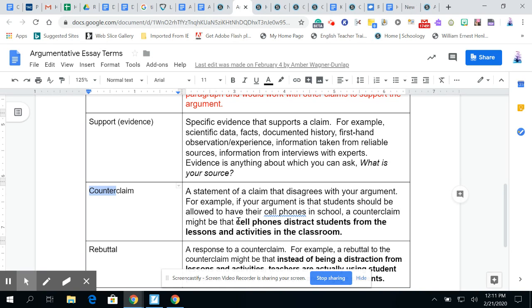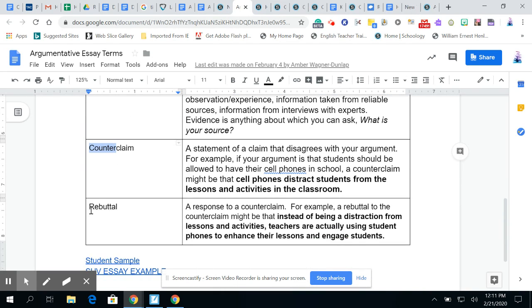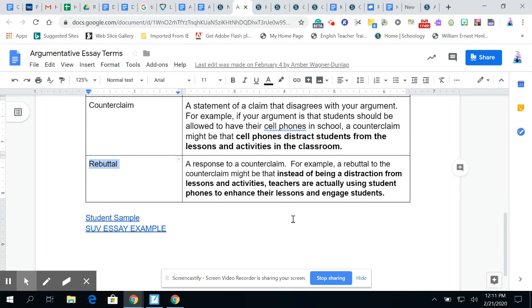So I'm kind of saying, yeah, this is a valid point that the other side might make. However, and then I'm going to come up with a response to it that makes it seem less valid or less important or even wrong. For example, a rebuttal to the counterclaim might be that instead of being a distraction from lessons and activities, teachers are actually using student phones to enhance their lessons and engage students. So here I'm talking about how it can do the opposite of distracting students, if it's used correctly.